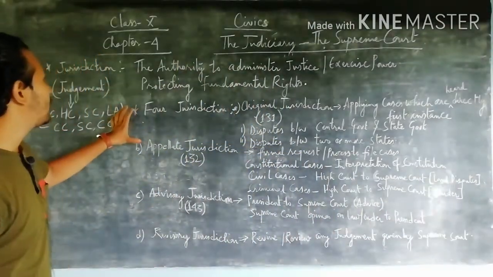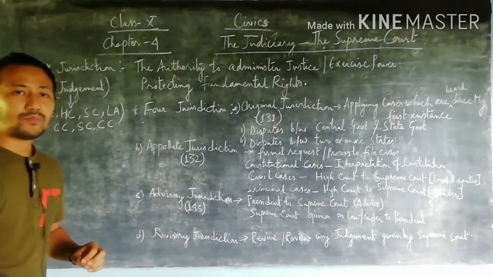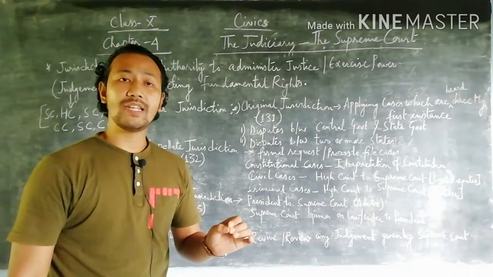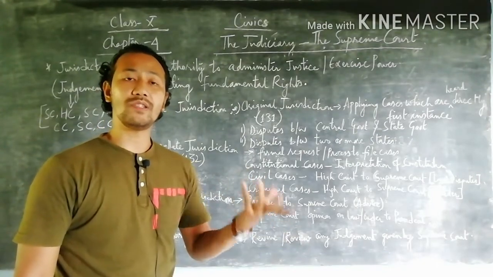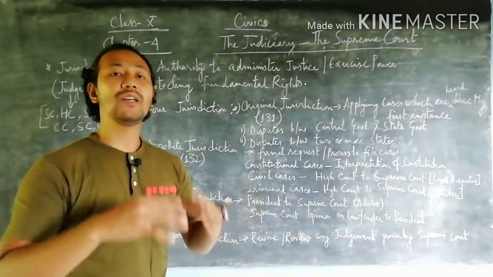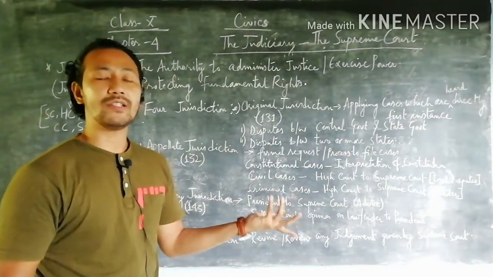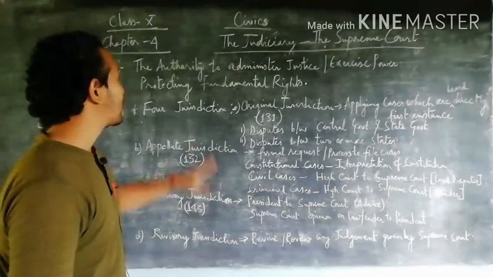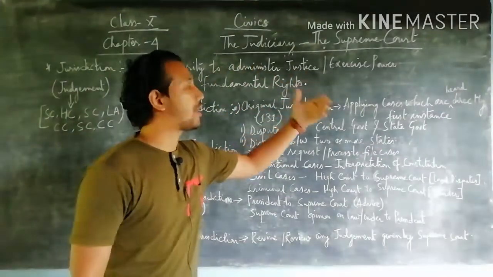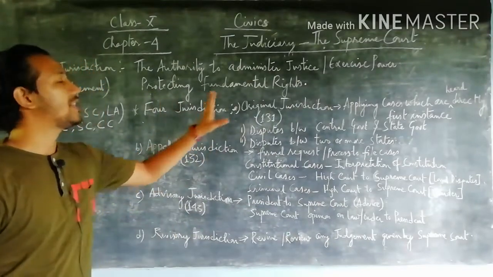So in today's topic we'll focus on the jurisdiction. So what do you mean by actually the jurisdiction? So J for jurisdiction, similarly J for justice, J for judiciary, J for judge. Here also we talk about the jurisdiction whose main aim is to give the judgment. Again justice, judgment also starting with J. So here we talk about the authority to administer the justice or exercise the power protecting fundamental rights.